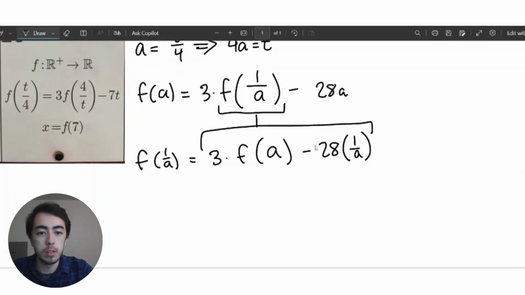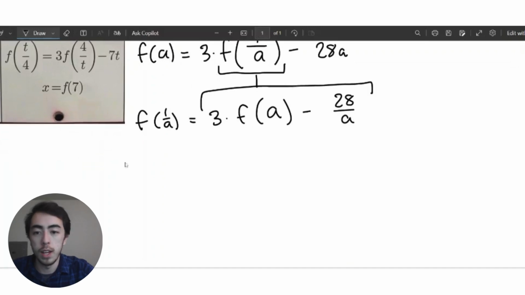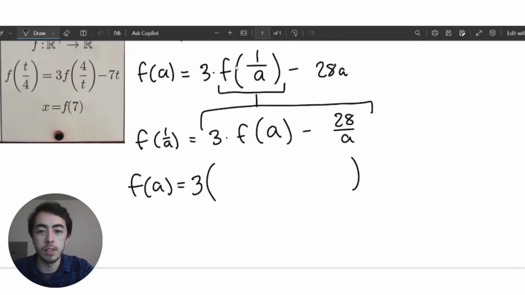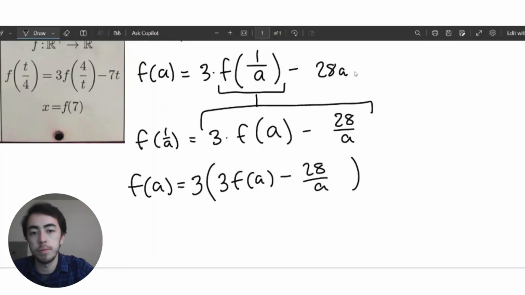And finally, I guess I could simplify this last part where 28 times 1 over a is just going to be 28 divided by a. And there we go. This is actually really cool because now I have f of a equals 3 times all of this stuff from this expression, because it's the same as f of 1 over a. So 3 f of a minus 28 over a. And then I still need to do that minus 28a from this part here.